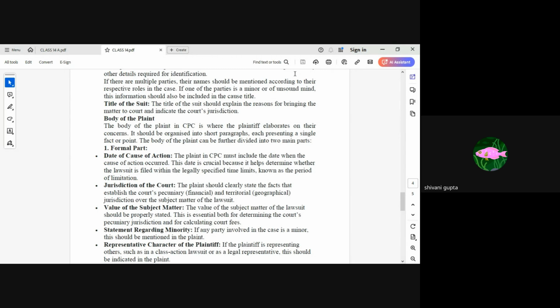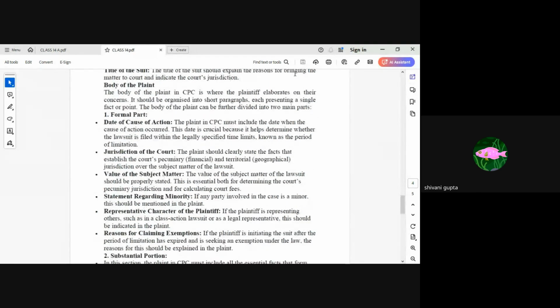of the suit. Pecuniary means financial, and territorial means the geographical jurisdiction. Next is the subject matter value. The value of the subject matter should be properly stated, as it is essential for determining the court's pecuniary jurisdiction and for calculating the court fees.